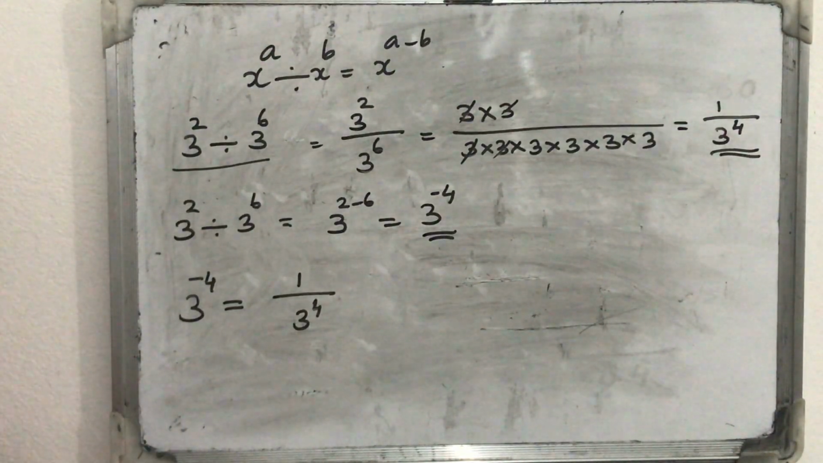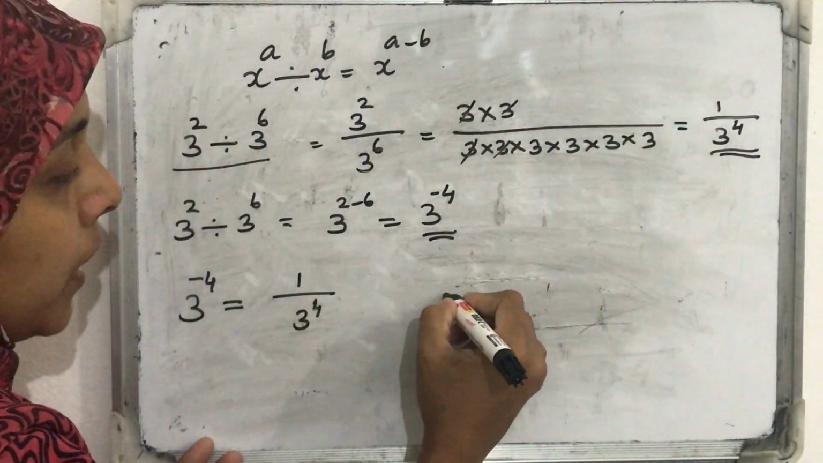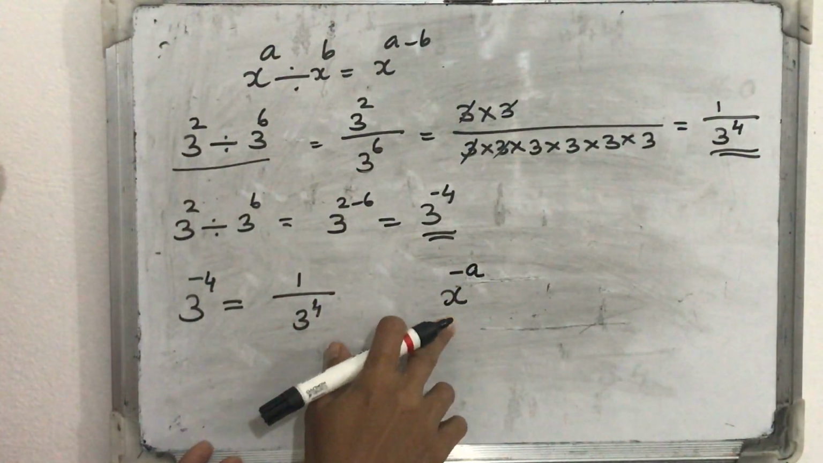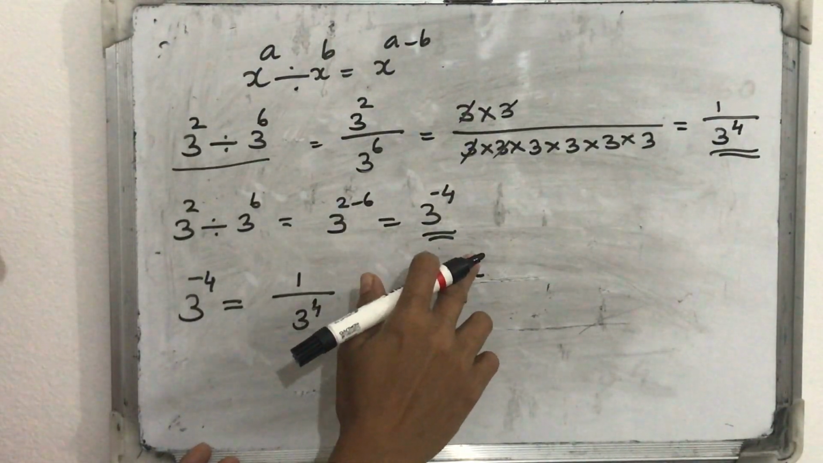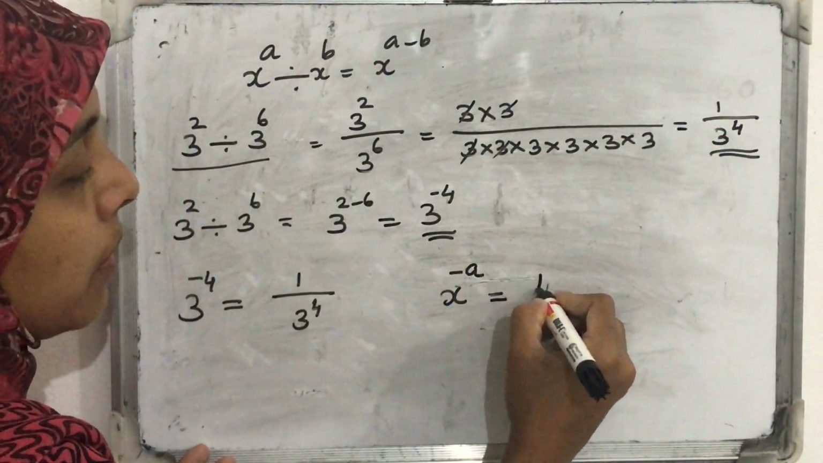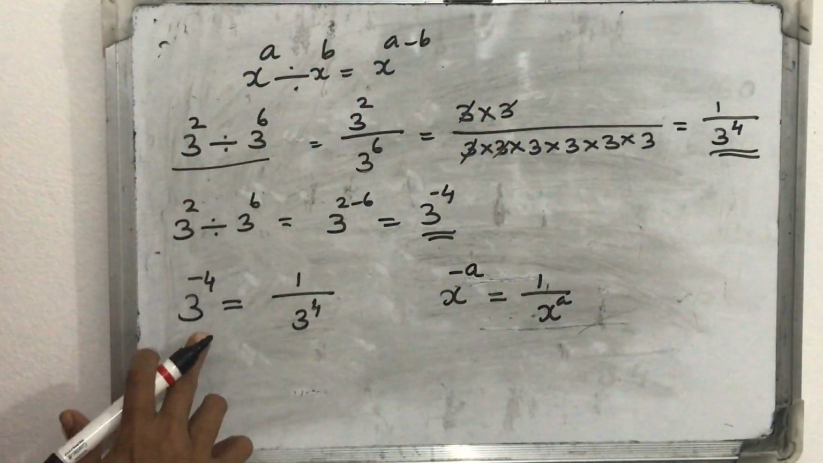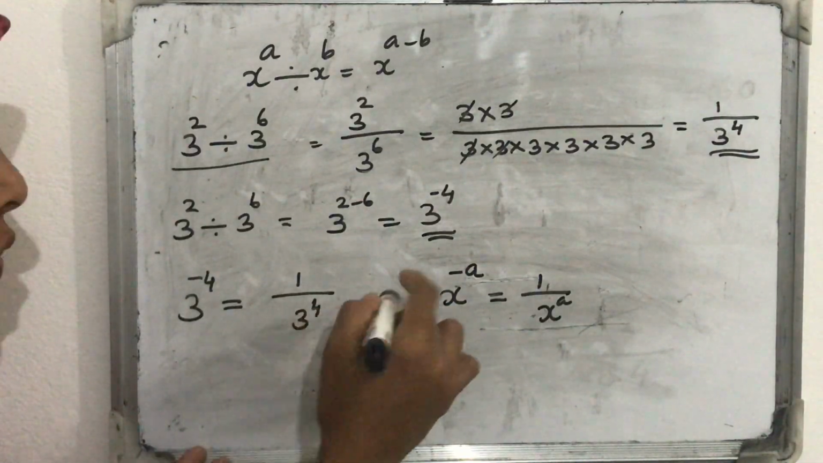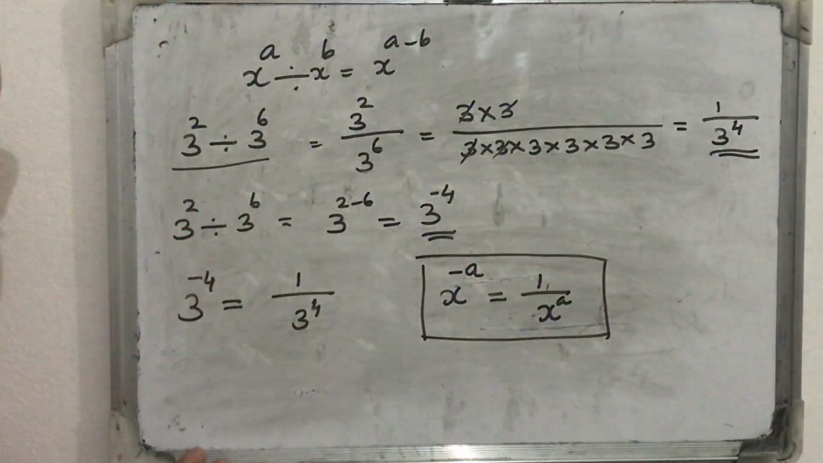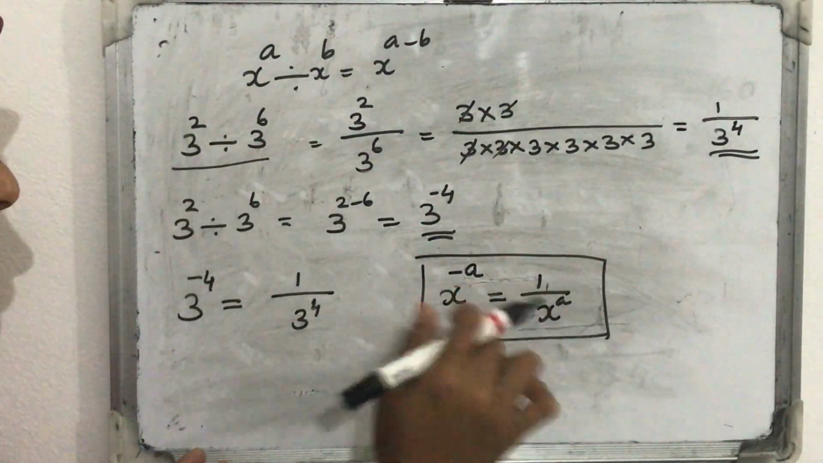So we can use a general formula for that. For any rational number x and for any whole number a, x raised to minus a, we can write it as 1 by x raised to a. Okay, 1 by x raised to a. We found that. So this we can take as the third law of exponents. Okay, x raised to minus a equals 1 by x raised to a.